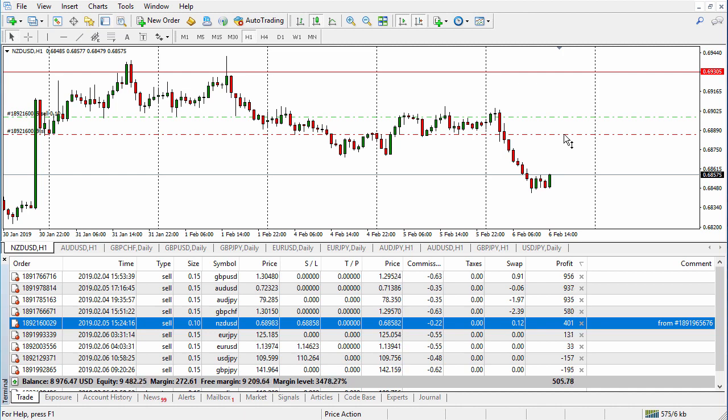So, I'm going to be zooming out of this price chart a little bit to give you a clearer view of what price action has been up to on the 1 hour time frame of the NZD-USD for the last couple of days.